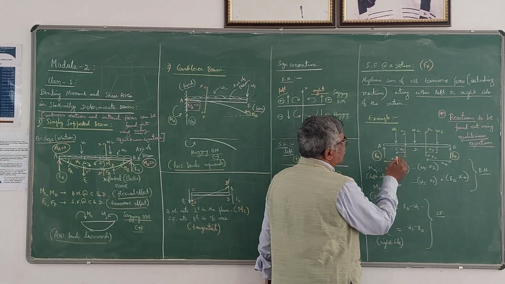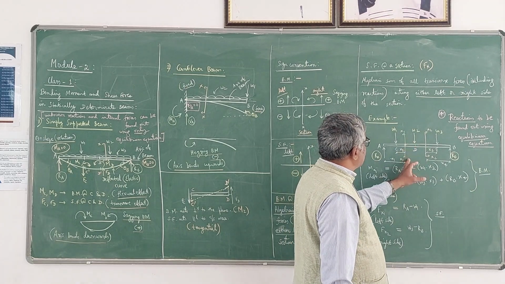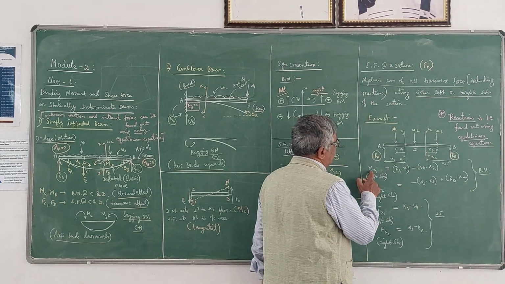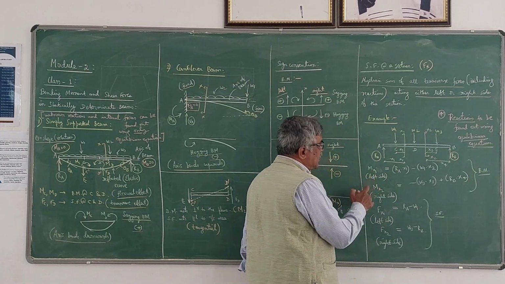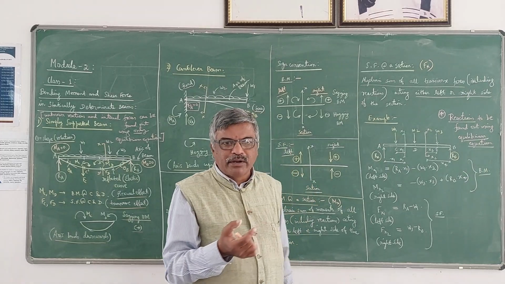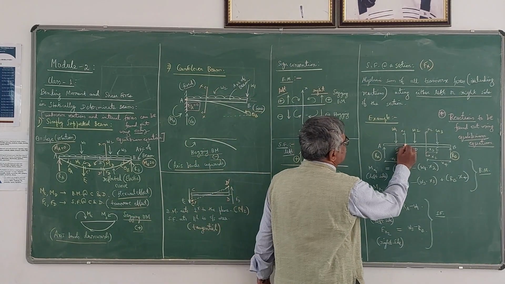And suppose I want to calculate the bending moment at two sections, x1 and x2. The procedure is like this. Mx1 is the bending moment at x1. That is a convention: M I am going to use for bending moment, F for shear force. Mx1 is the bending moment at this point.